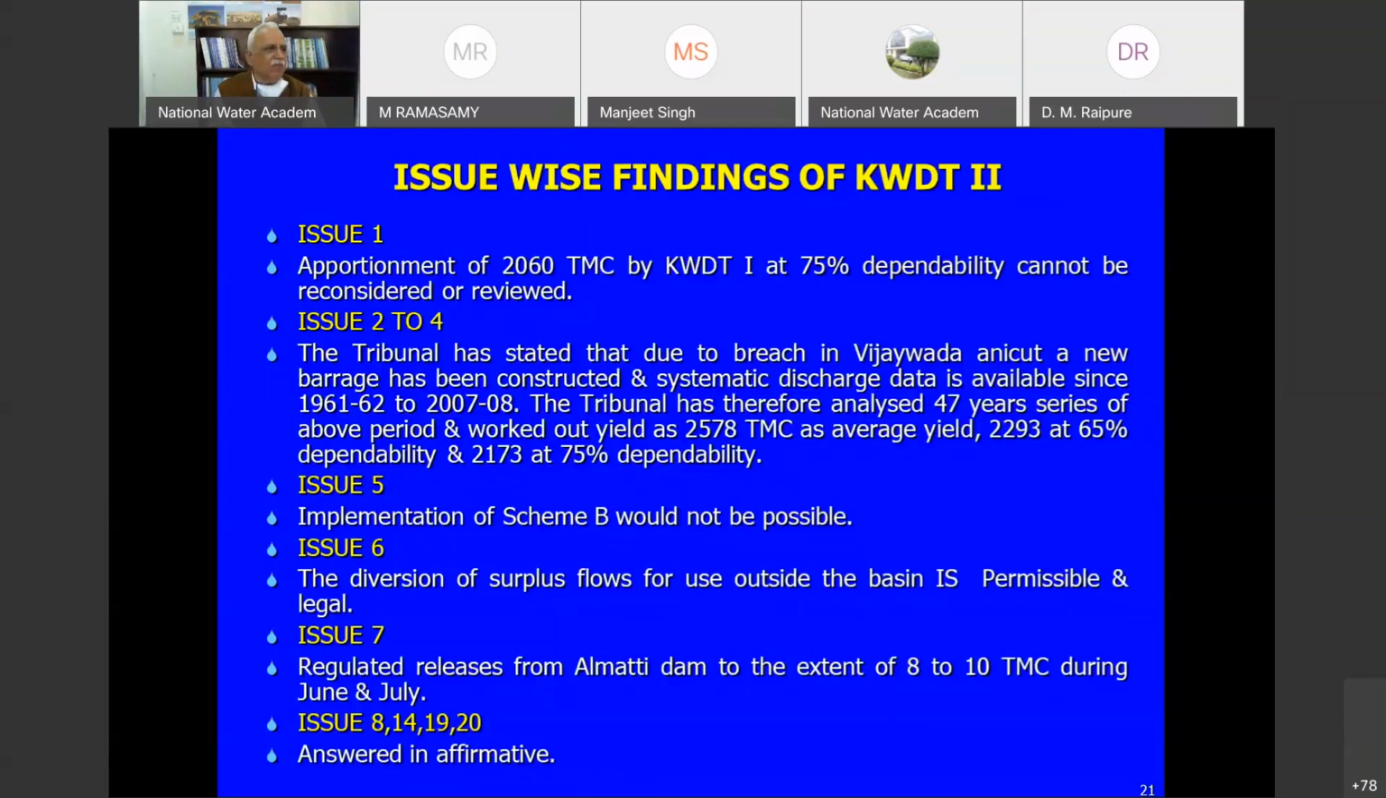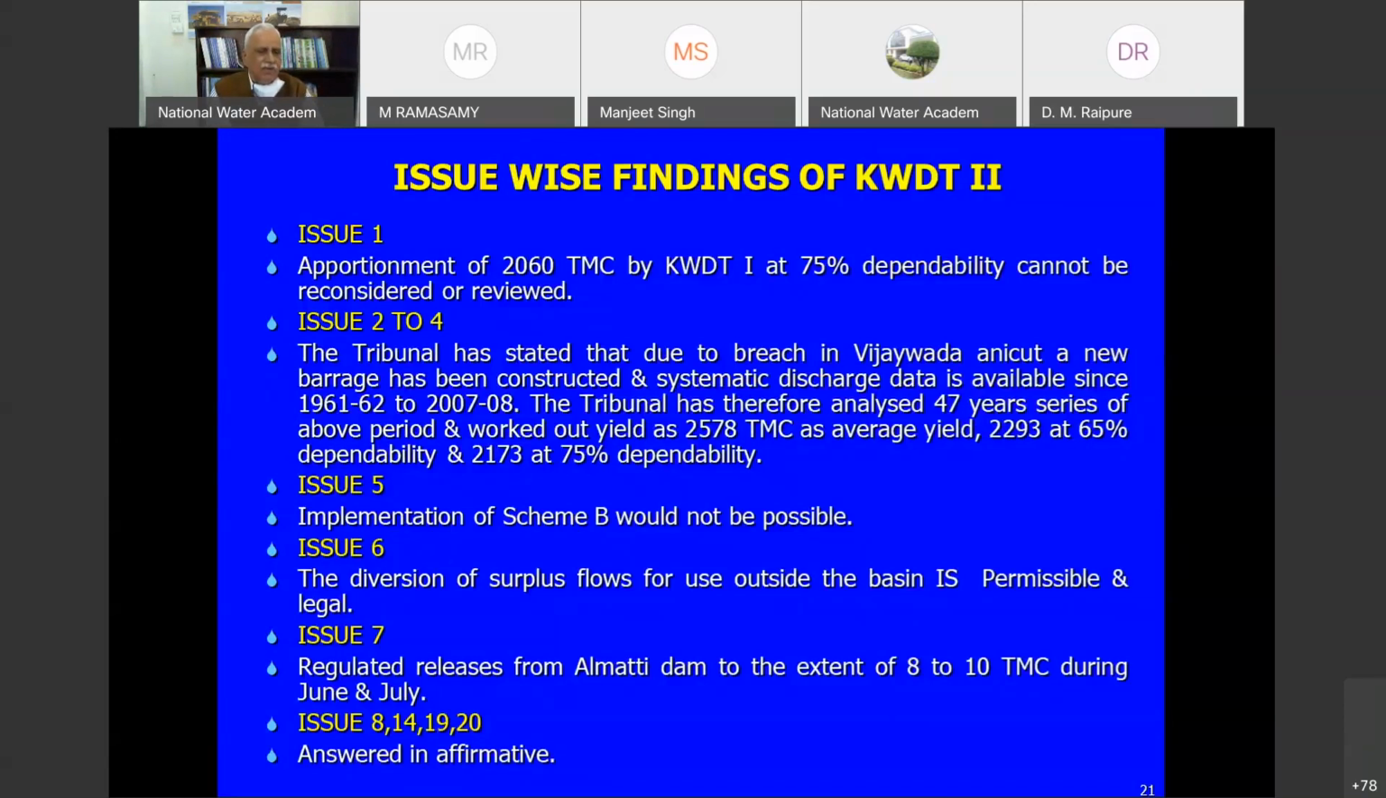But I was remembering that last time Mr. Chetan Pandit had raised this issue, who had demanded 65% dependable flows. So no state has demanded 65%. They have demanded that average or 50% dependable flows should be redistributed. Maharashtra was asking for average flows because KWDT 1 has also admitted that average is the uppermost limit to which water can be utilized with the construction of a chain of carryovers.